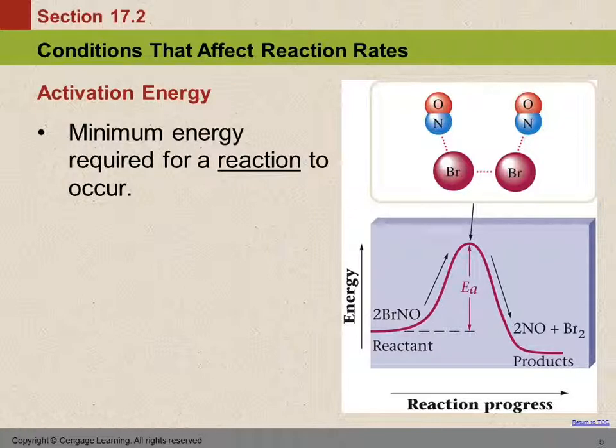There's something called activation energy. I talked about how there has to be enough energy, in this example, for this nitrogen-bromine bond to be broken. And that's called an activation energy. And if we look at an energy diagram, there's a hump here.